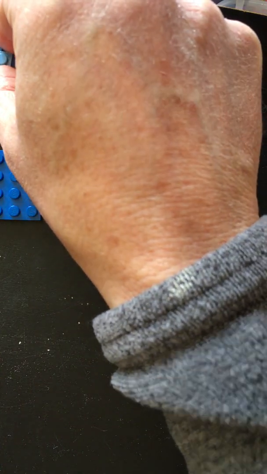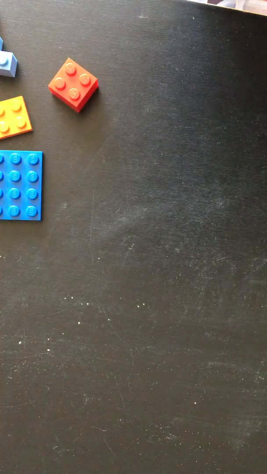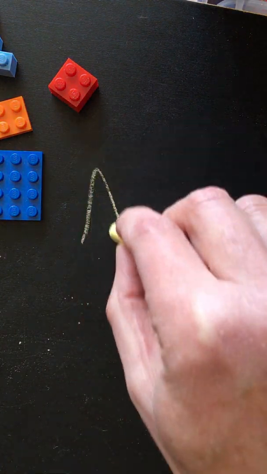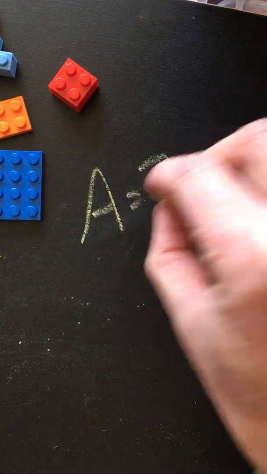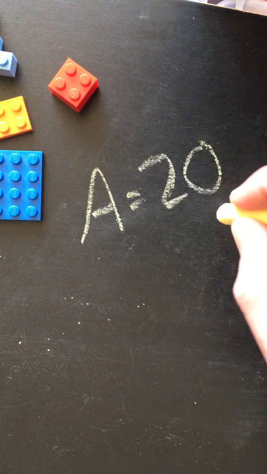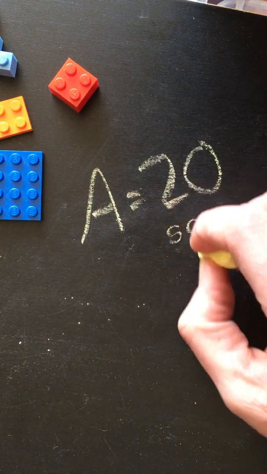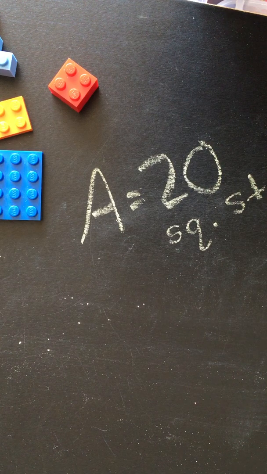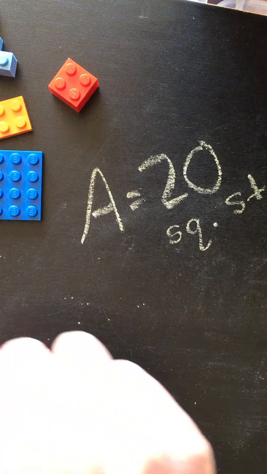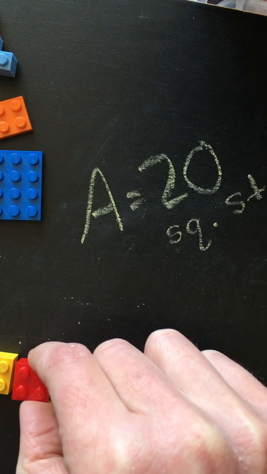All right, so now let's have some fun. Let's say that we are looking to have an area of 20, we want an area of 20 square studs. So I'm going to make up an abbreviation right there for square studs. Area of 20 square studs. How could I do that? All right, let's see. I could have 4 plus 4.